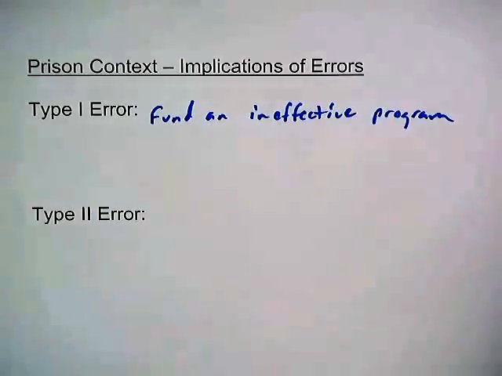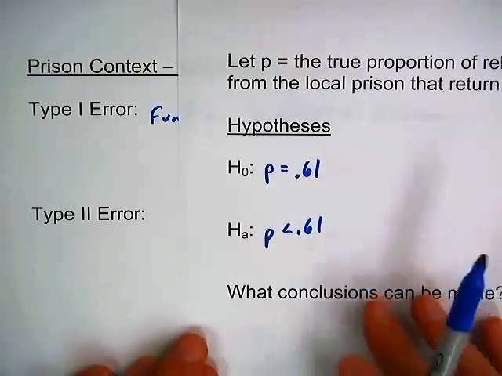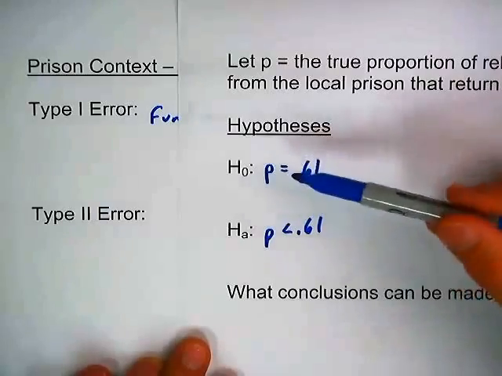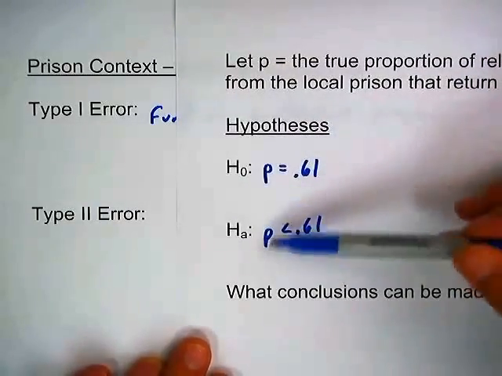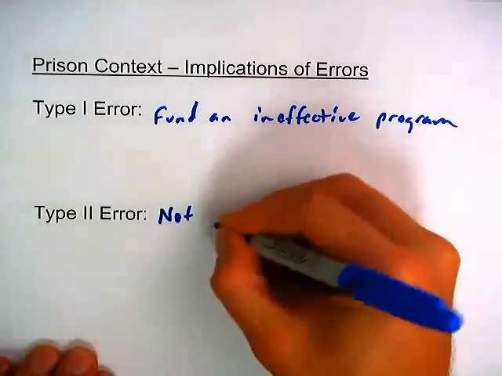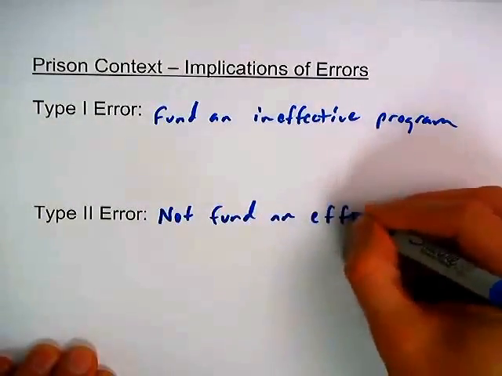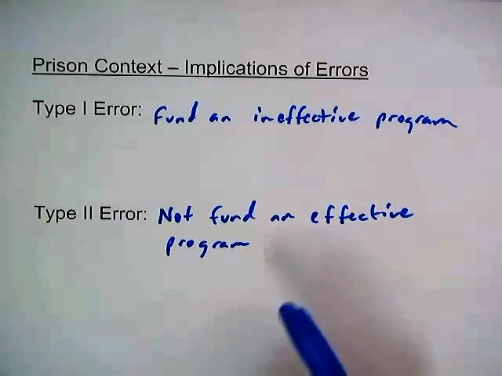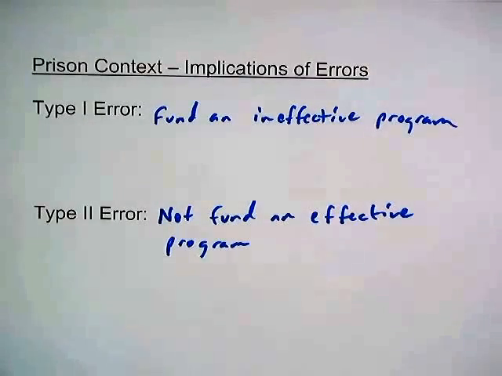Now, if we're thinking about a type 2 error, we're failing to reject a false null hypothesis. If the null hypothesis is false, it means the program is actually working, but the test says that we're going to fail to reject it. That means we're not going to support the alternate hypothesis. So the implication of a type 2 error here is to not fund an effective program. The consequence is that a lot of the prisoners won't have access to those rehabilitation services, so there might be more crimes committed, and the prisons might become overcrowded, things like that. So these are the two different implications.